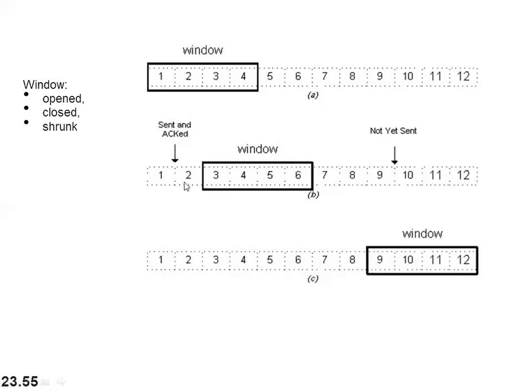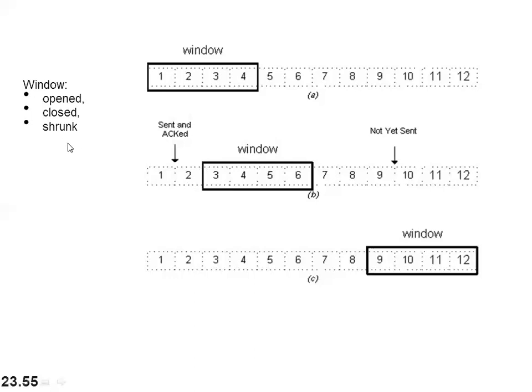Now closed is when the left wall moves towards right. When the left wall moves towards right is when sender TCP receives the acknowledgement for some of the bytes. So in this example, when sender TCP received the acknowledgement for byte 1 and 2, it moved this left wall towards right. Okay, so this is called closed mode.